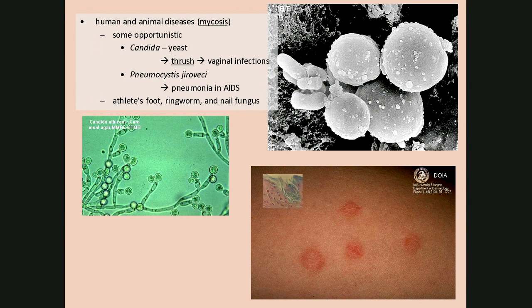Athlete's foot is a fungus. Ringworm, there in the lower right, is what ringworm looks like. That little inset of a picture is the microscope of ringworm. Ringworm is not a worm, but a fungus. It's actually an ascomycete again. And nail fungus. A lot of times when folks get older, they get problems with nail fungus. You see all the ads on TV. You know what I'm talking about. But those things are problematic for humans.